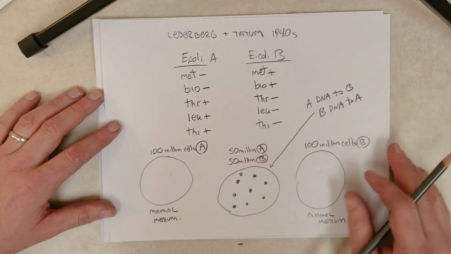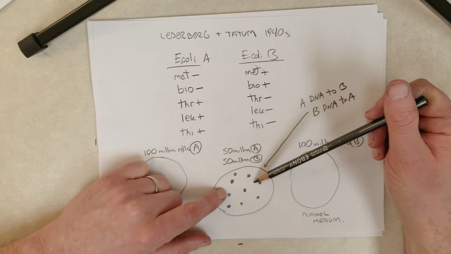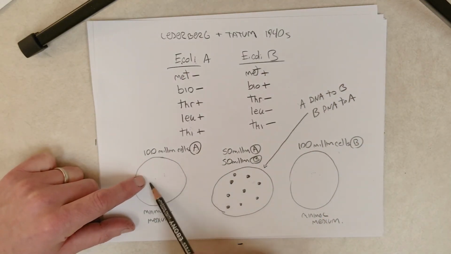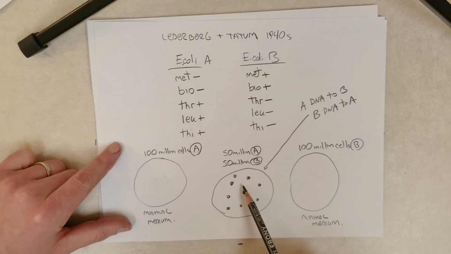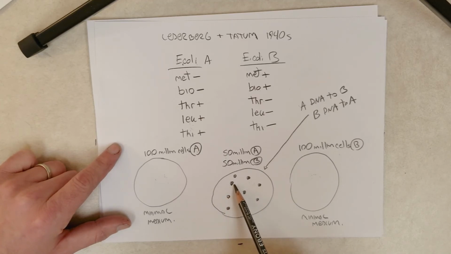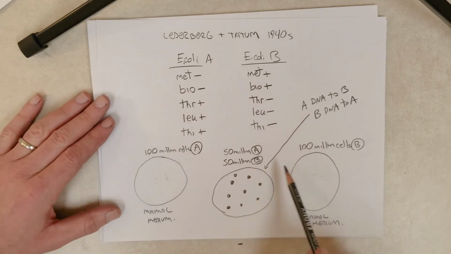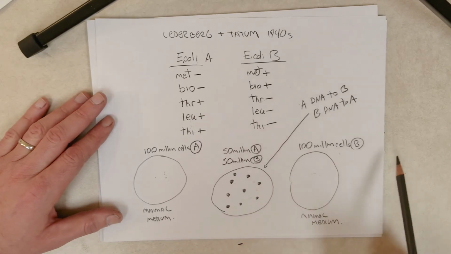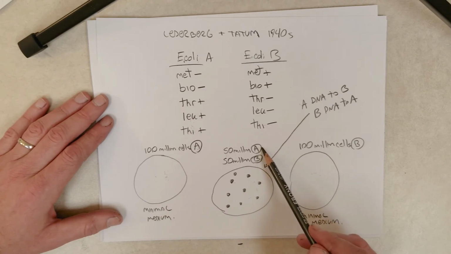So Lederberg and Tatum's experiments suggest that back mutations aren't the cause of these colonies, because when we plated 100 million cells of A, we didn't see any survivors, right? And we would have expected at least some of these colonies that showed up here to have also been here if it was the result of back mutation. So something about mixing these two together allowed for production of these colonies. So how do we know it's not like A is leaking nutrients and B is picking up those nutrients, or B is leaking nutrients and A is picking those up?